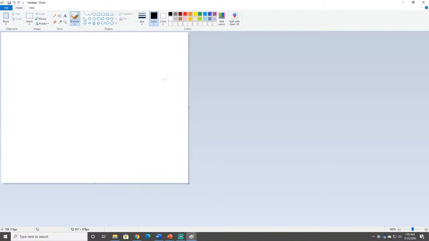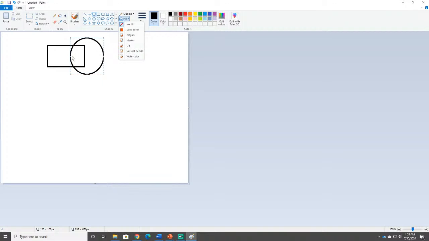So let's open Paint back up. I always draw this as... And then let's find another shape. And then where's the fill here? Why is that not working? Fill, solid color. I have to use the paint bucket over here.